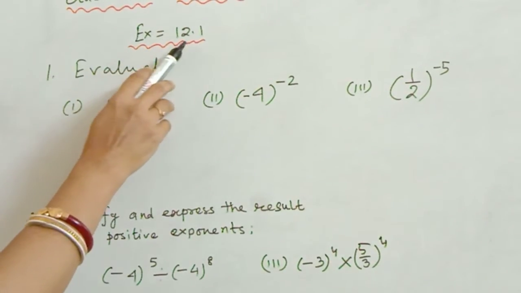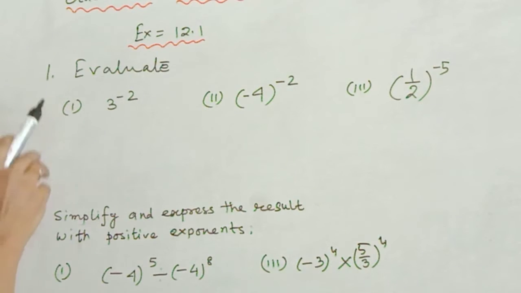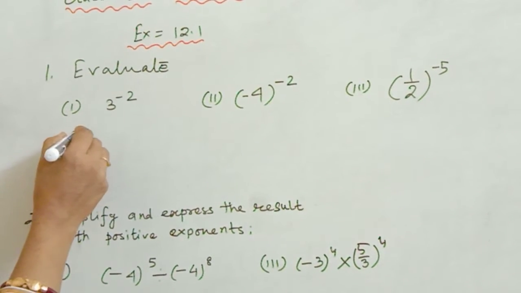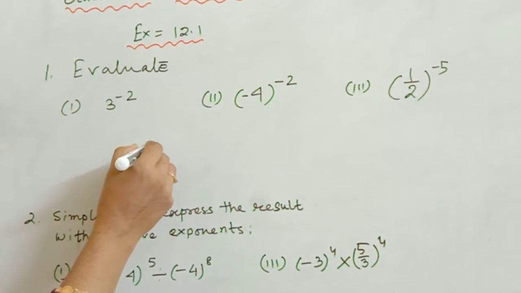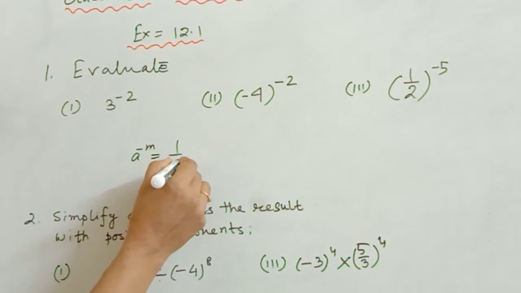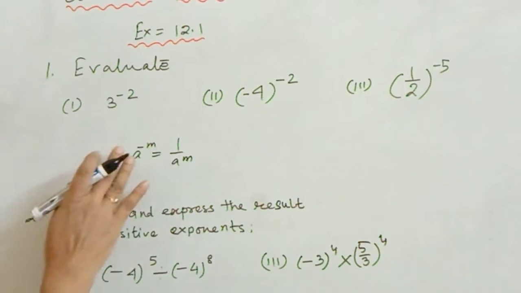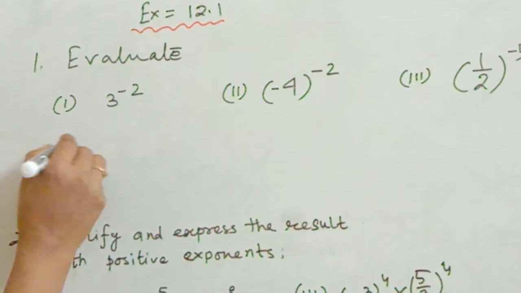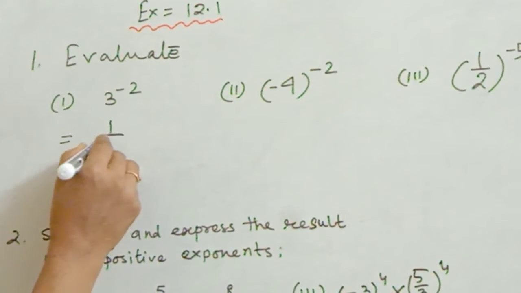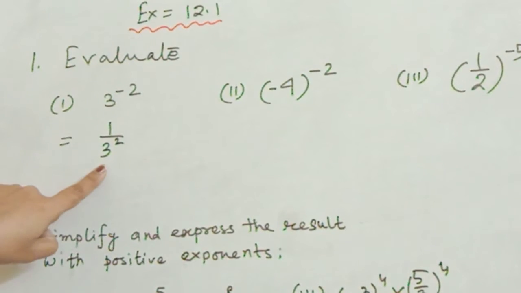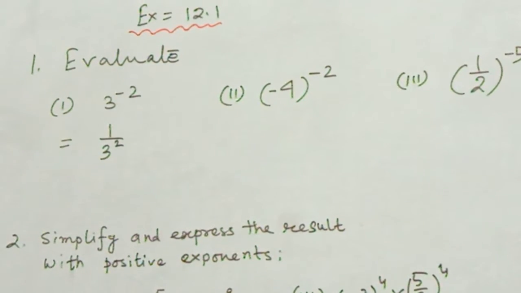Now we will start exercise 12.1. Question number 1, evaluate 3 to the power minus 2. Now you know a to the power minus m equals 1 by a to the power m. So we will use this law and you write 1 by 3 to the power 2, positive 2. Actually you have to write the reciprocal of 3 to the power minus 2, which is 1 by 3 to the power 2, with a positive sign.